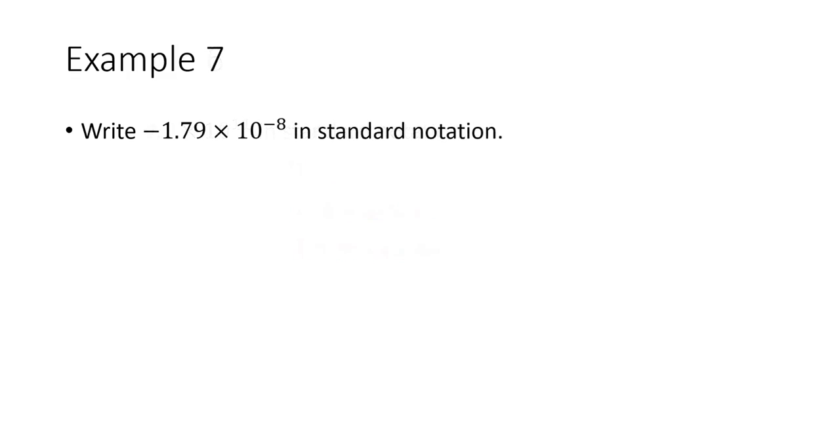Again, if we want to write this in standard notation, now we have a negative exponent, so we're going to go in the opposite direction. I'm just going to move the negative over here for a minute. 1.79. We're going to move 8 places to the left. 1, 2, 3, 4, 5, 6, 7, 8. So 1, 2, 3, 4, 5, 6, 7 zeros. So negative 0.0000000179.